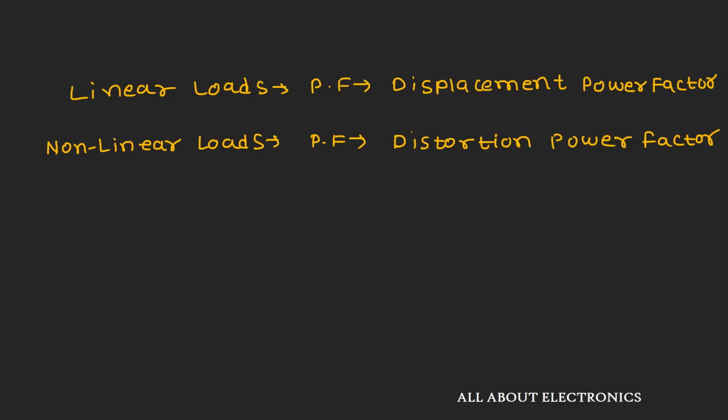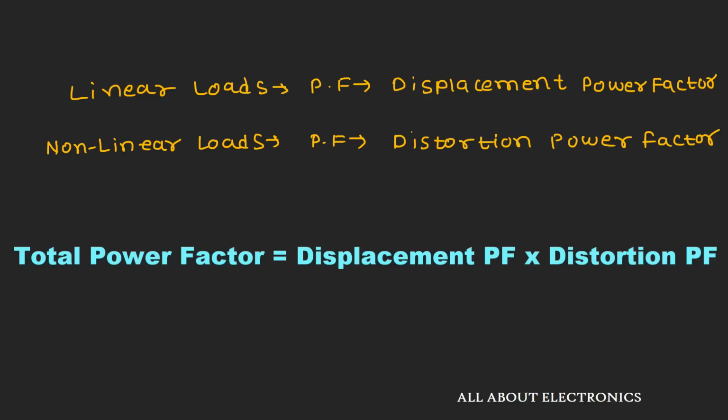But when we have non-linear loads, then in such a case we also get harmonics of the current, that is a distortion in the waveform. So whatever degradation we get in the power factor because of this is known as the distortion power factor. So in actual systems we have both types of power factors, and the total power factor is the product of the displacement as well as the distortion power factor.